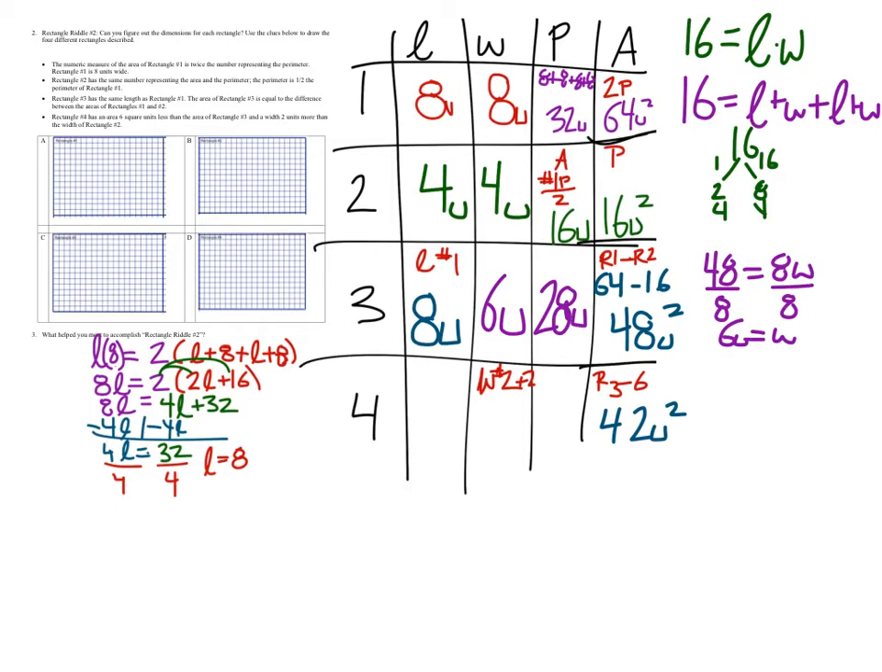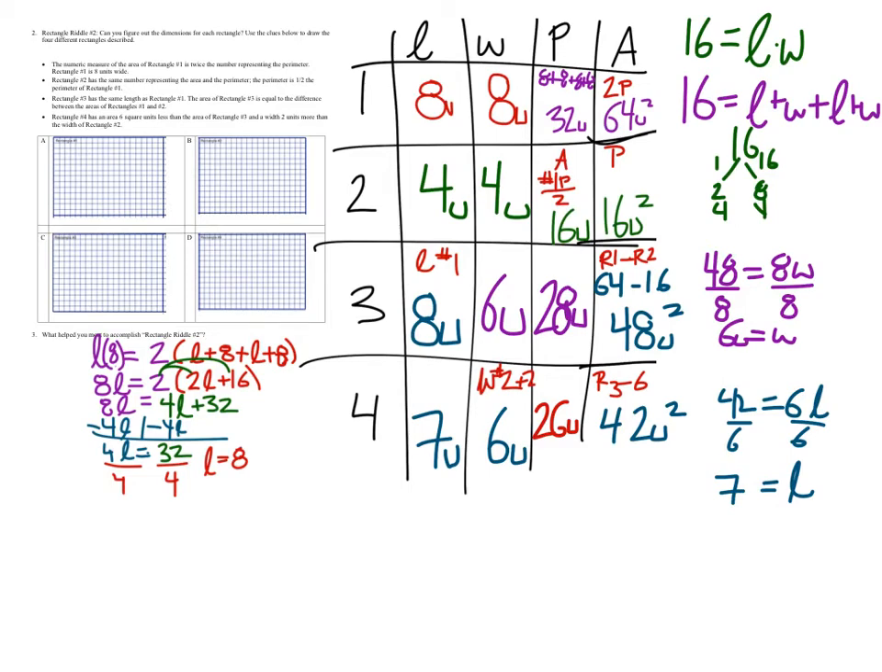So if we wanted the width on rectangle 4, the width of 2 is 4, plus 2, that's going to be 6 units. But if the area is 42, then we have 42 equals 6 times the length. So the length we'll figure out by dividing both sides by 6. And that is 7. So if that's 7 units, then to find the perimeter, we do 7 plus 6 plus 7 plus 6, which is 26 units. Not units squared, just units.